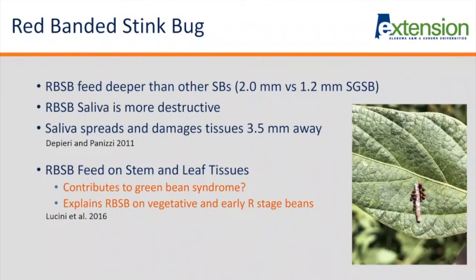Could explain why we're finding them on vegetative and early R stage beans when there's no seed there for them to feed on. As a matter of fact, I mentioned we've had some fields treated already this year, and those fields were early R stage and vegetative stage, but there were threshold levels of red bandits. Dr. Graham, you might note that you found these on red clover, crimson clover at Prattville, I believe, way back before the season started, very early, which indicated they overwintered there.